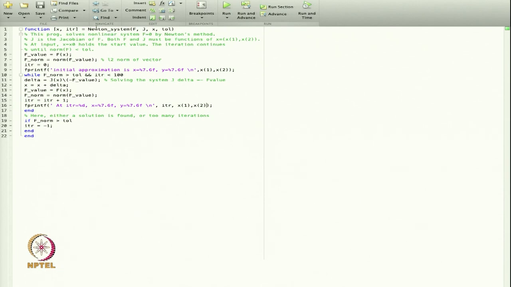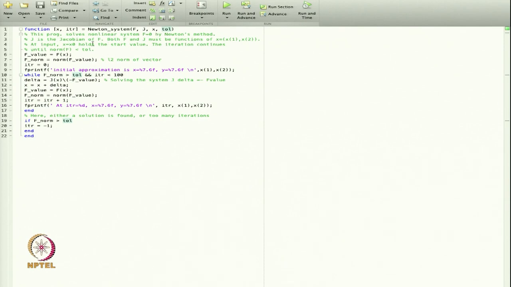Now, I keep the name Newton system. This capital F is the function, whatever we are going to define. J is the Jacobian, that we already know how to find, because in this case I have to find the Jacobian also, where x is the vector now, which has the two components x and y. So, x 1 is x and x 2 is y, and this is the tolerance we are giving. This program solves the nonlinear system F equal to 0 by Newton method.